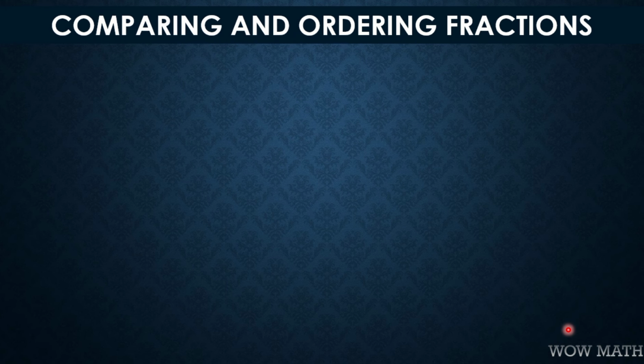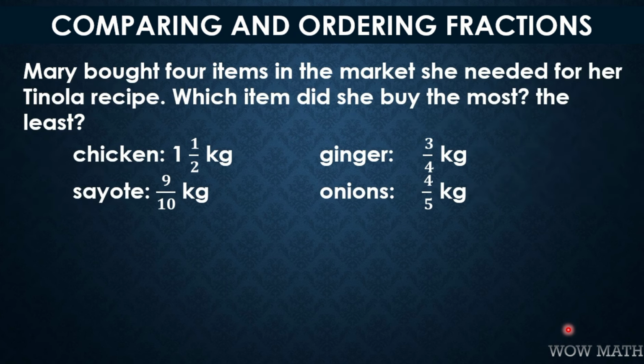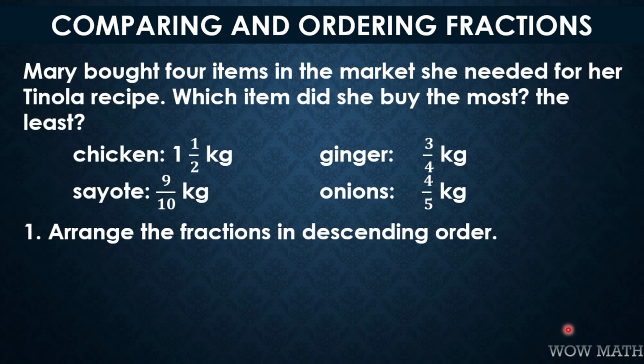Now, let's have the comparing and ordering of fractions. Mary bought 4 items in the market she needed for her tinola recipe. Which item did she buy the most and the least? So, first step is arrange the fractions in descending order. When we say descending, from highest to lowest. So, magsisimula ka sa mataas, pababa. Para malaman natin kung ano yung item na pinakamarami or pinakamabigat niyang binili at yung pinakakonti. So, i-arrange natin siya. So, anong ibig sabihin nitong problem na to? How are you gonna arrange the fractions or rational numbers if you have 2 or more fractions?